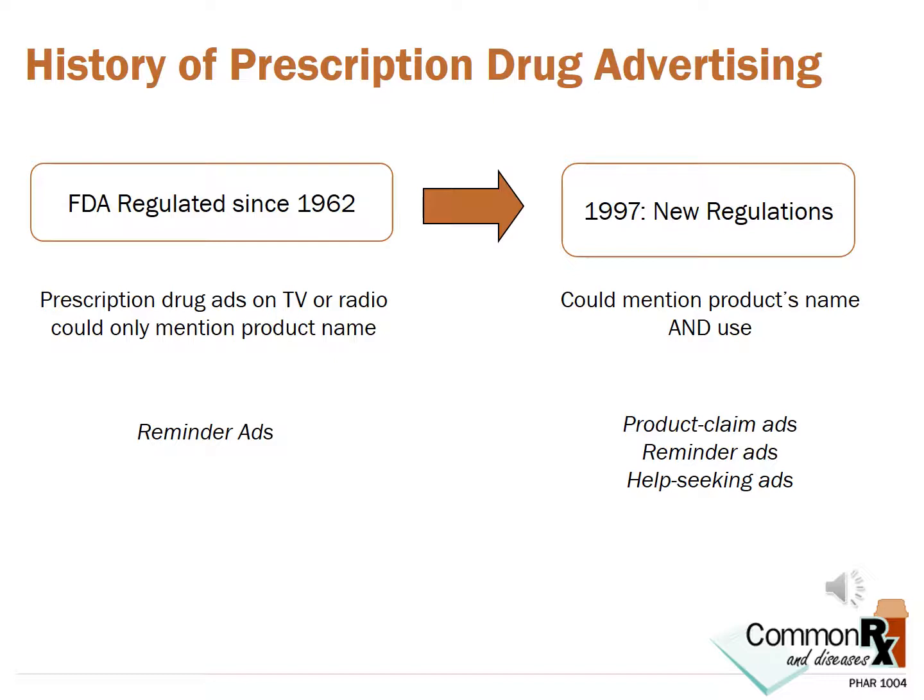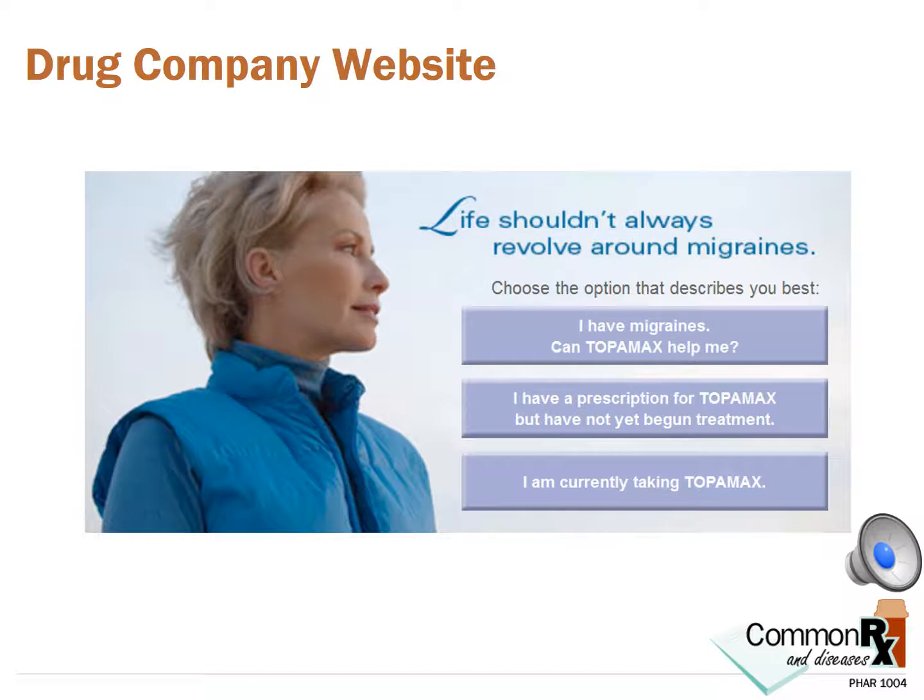In 1997, the FDA adopted new regulations. This allowed the drug companies to mention the drug product and its use. This allowed product claim ads, reminder ads, and help-seeking ads to be shown on TV. Now we know that drug companies want to get information out about their drug products, but do you think that drug companies will always give you the most balanced and unbiased information? Probably not. They're companies. Their job is to market their products.